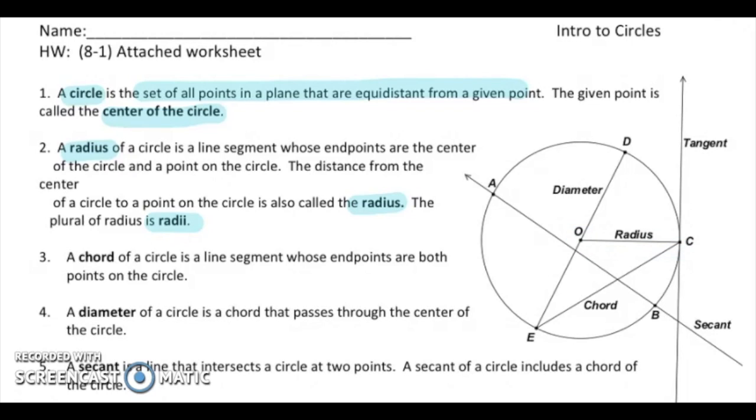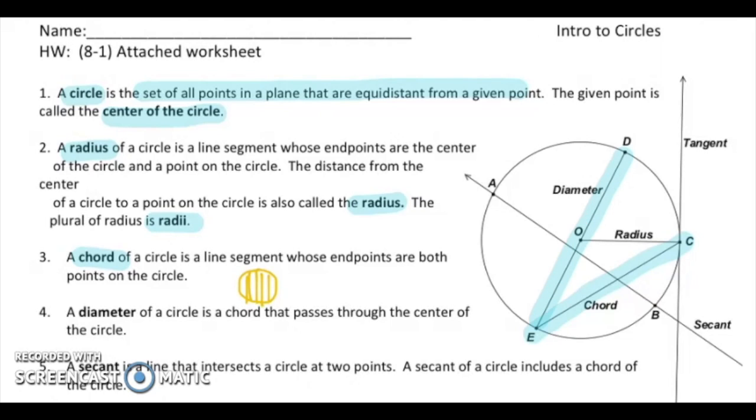Let's erase those. So the next word is a chord. A chord is a line segment whose endpoints are both on the circle's edge. This is an example of a chord right here. I always like to think about a chord like on a guitar that would pass over the open circle in the middle, right? A chord would connect the two edges of your circle.